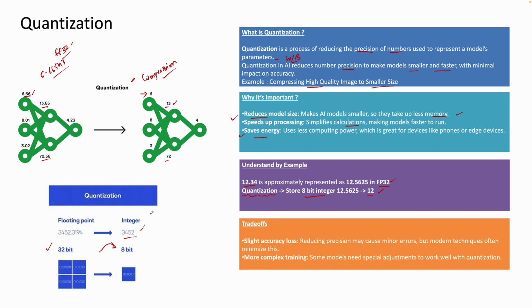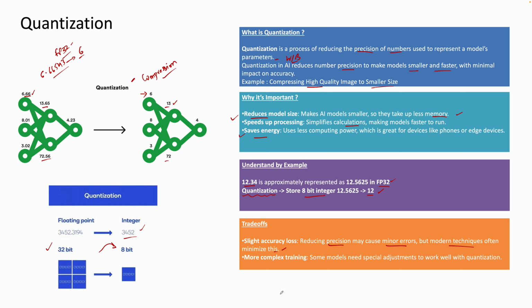Now, always remember, there are always certain trade-offs with quantization. The trade-off is slight accuracy loss. Why? Because something you were depicting as 6.6643 is now being depicted as 6. Obviously, there would be some loss in accuracy. And this adds up because this is not only one number. All the different weights and biases that you were storing previously in high precision numbers, you are now storing in low precision numbers. So there is some loss of accuracy. Reducing precision may cause minor errors, but modern techniques often minimize this, right?